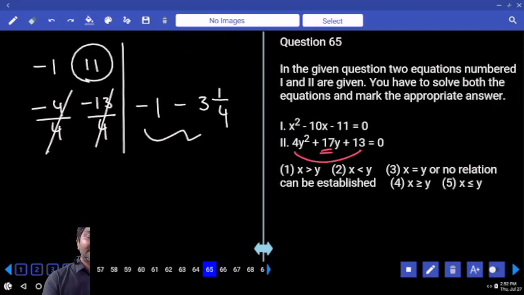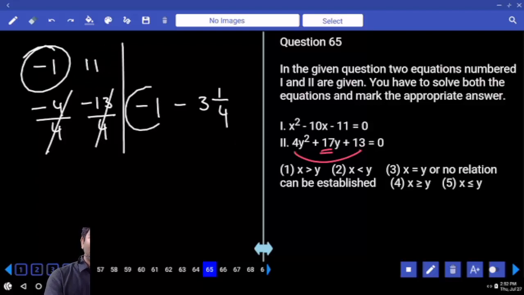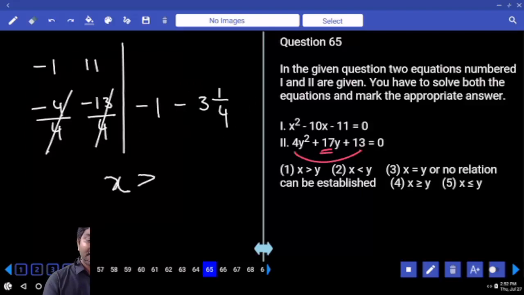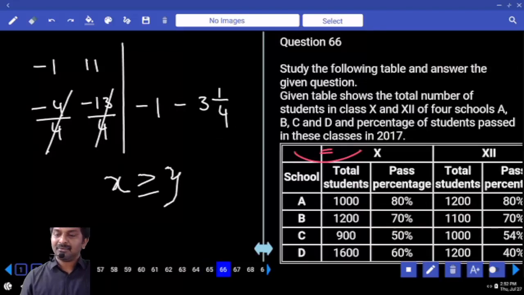Positive number, negative numbers. X greater, correct? Minus 1 equal minus 1 minus 3 by 4. Greater. So x is greater than or equal to y.